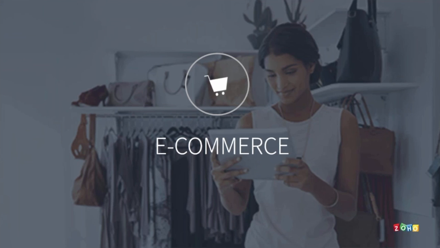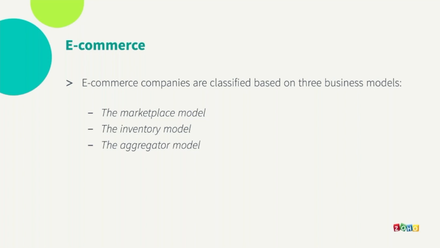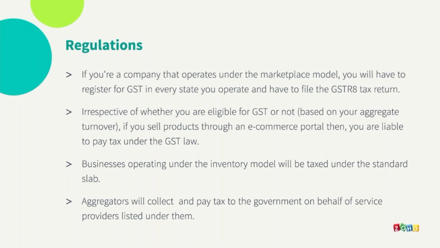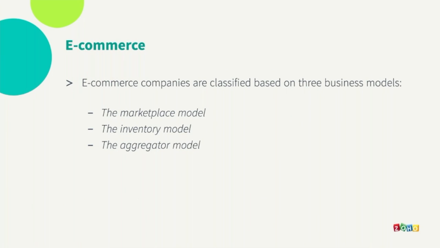You can notice the amount of importance given by the government to this sector. Before we look at the impact of the GST on e-commerce, there are three different models of companies present within this industry. You have the marketplace model, the inventory model, and the aggregator model. The marketplace model involves companies that showcase products from different vendors. It could be an e-commerce platform like Flipkart, Amazon, Snapdeal, etc.